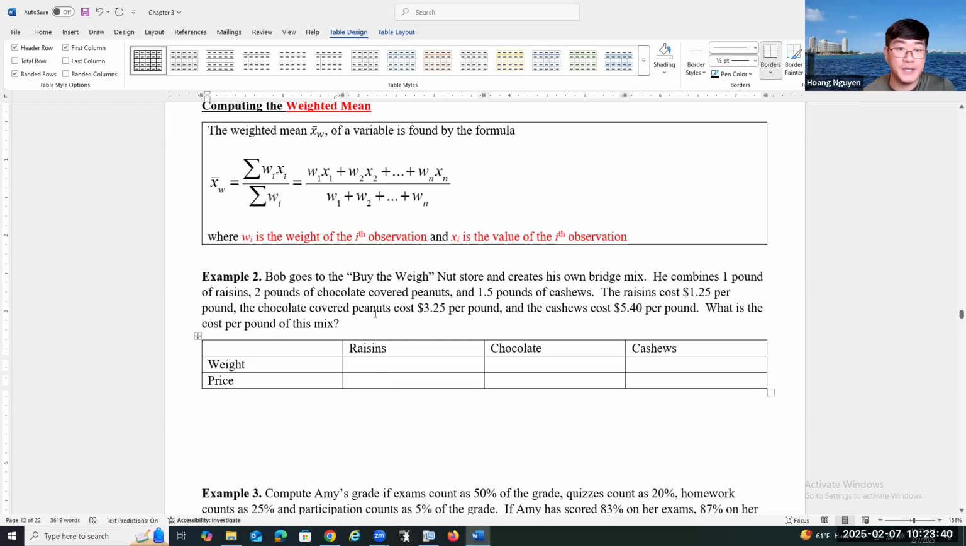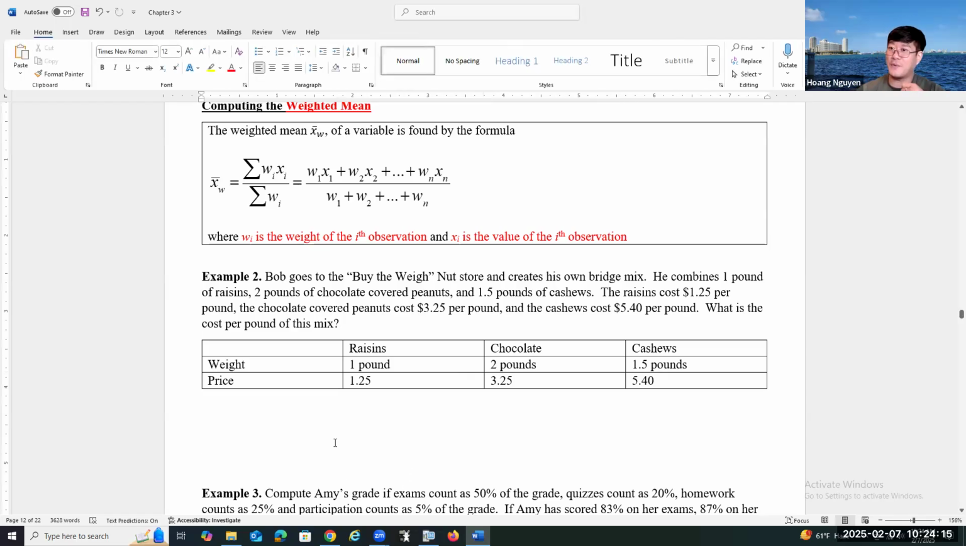What's the weight for raisin? He combined 1 pound of raisin, so the weight is 1 pound for raisin. He got 2 pounds of chocolate, and 1.5 pounds of the cashew. That's the weight. Now, what's the price, or the values of the i-th observation? For the raisin, it's $1.25. For the chocolate, it's $3.25, and for the cashew, it's $5.40. Okay, so now we are ready.